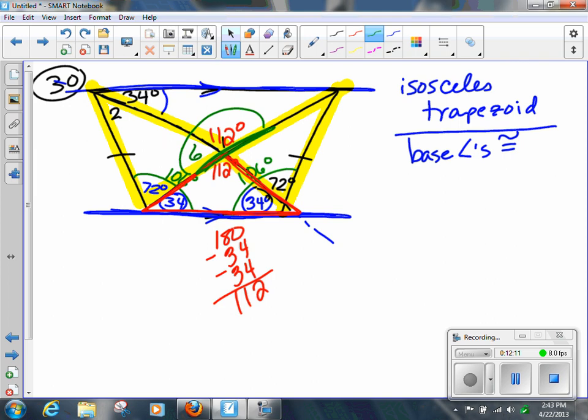68. And now, can I find angle 2? I can if I focus on this green triangle right here. This makes me insane, all the colors. 180 minus 72 minus who? 68. That's 140. Do you get 40 degrees? Looky there, y'all. The 40 is this one right here, Cody.